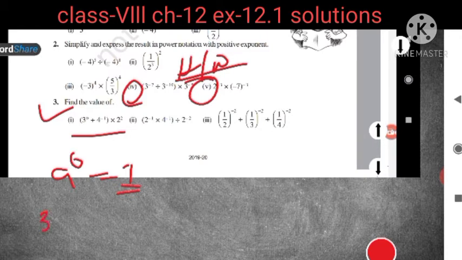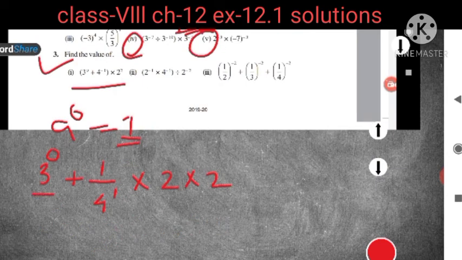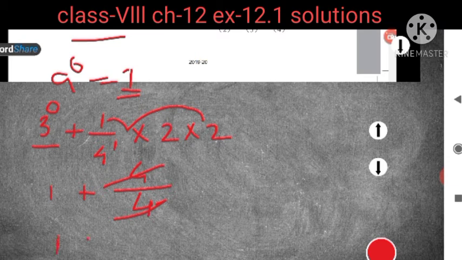Now here it is given 3 to the power 0 plus 4 to the power minus 1. If you want to make it a positive exponent, then you have to write 1 upon 4 to the power 1, isn't it? Then what is remaining? 2 to the power 2 means 2 into 2 is remaining. Now for this you will get 1, and 1 plus, now 2 multiplied by 2, how much will you get? 4, and 4 to the power 1 is equal to 4, isn't it? So it will get cancelled. So what is remaining? 1 plus 1 is remaining. So 1 plus 1 is equal to how much? 2.